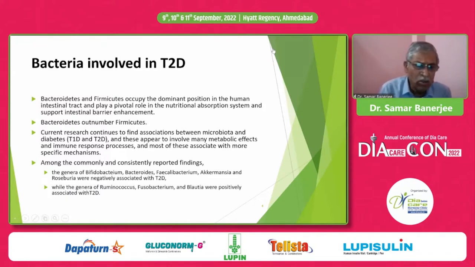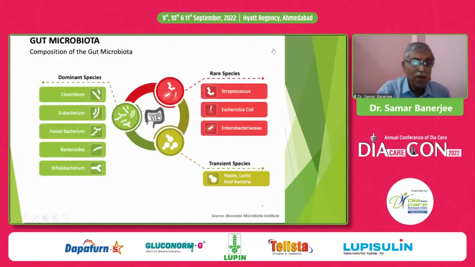Among the commonly and consistently reported findings, the genera Bifidobacterium, Bacteroides, Faecalibacterium, Akkermansia, and Roseburia were negatively associated with type 2 diabetes, while the genera of Ruminococcus, Fusobacterium, and Blautia were positively associated with type 2 diabetes.